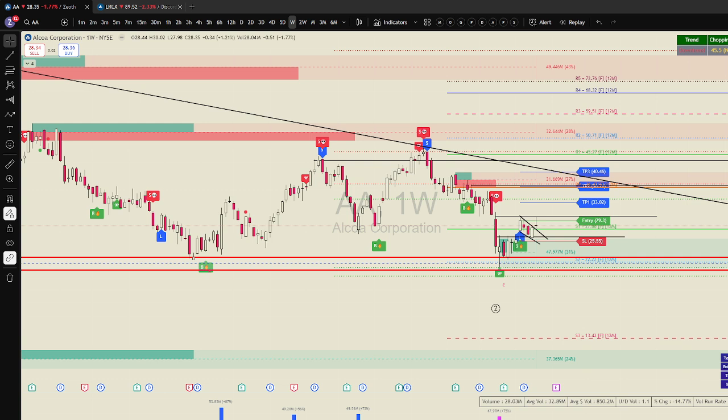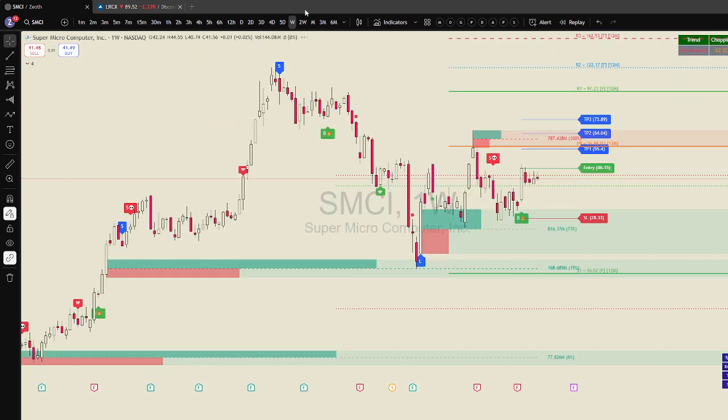Does the monthly signal happen after the candle close? No. So that's the thing, right? Let me take a look at this one on monthly.